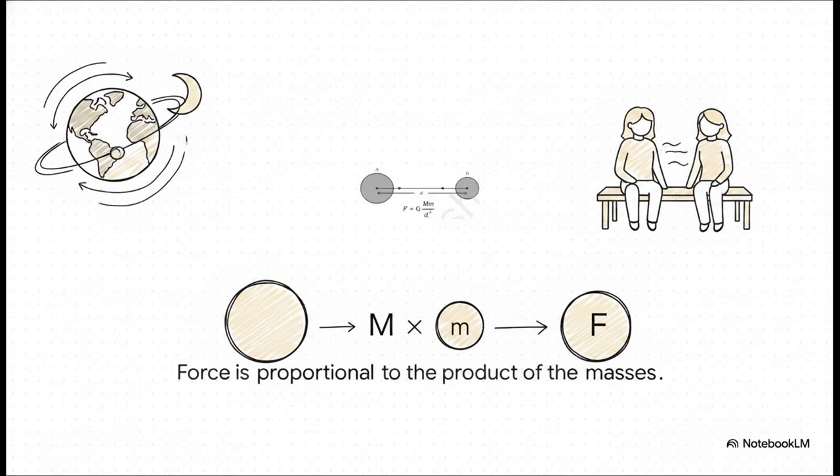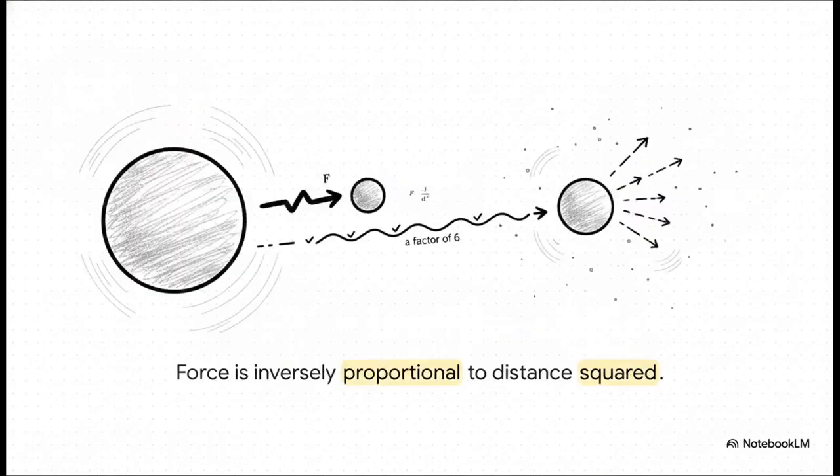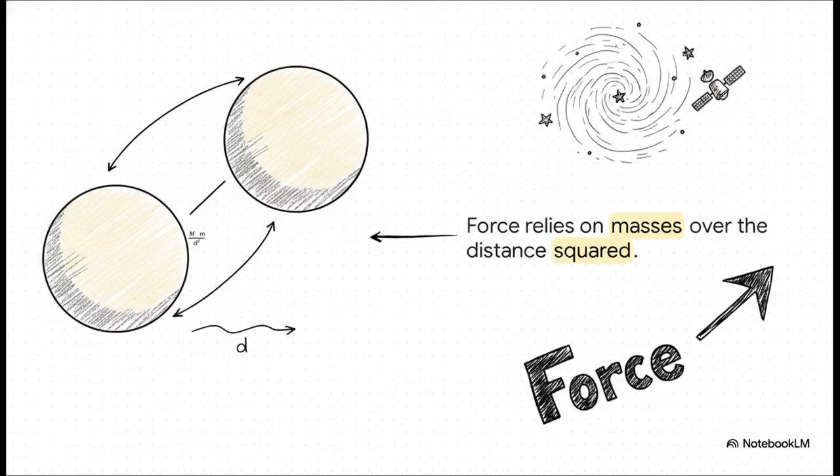The first piece of this puzzle is that the force is directly proportional to the product of their two masses, which we usually represent as a big M and a little m. Second, distance plays a huge role here, but not in a simple, linear kind of way. The force actually weakens dramatically as you move away because it follows an inverse square rule. To put that in perspective, if the distance d between two objects increases by a factor of 6, the gravitational force doesn't just get 6 times smaller, it becomes 6 squared, or 36 times smaller. It drops off fast.